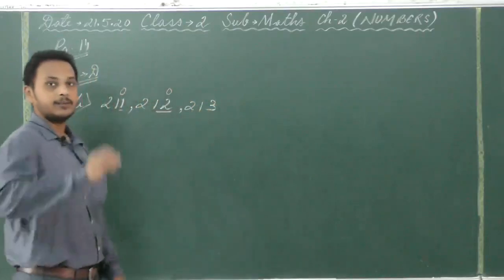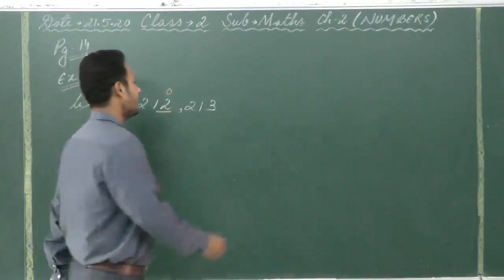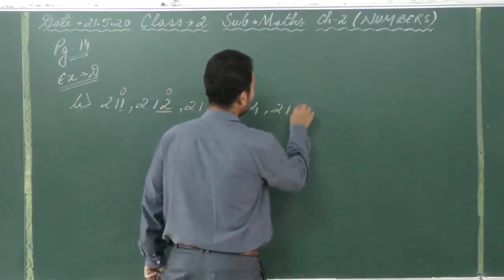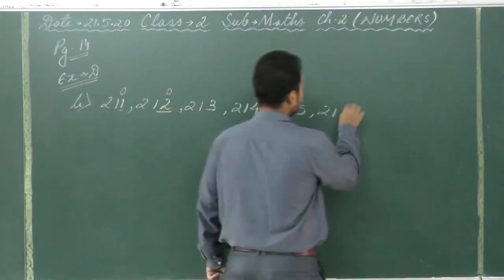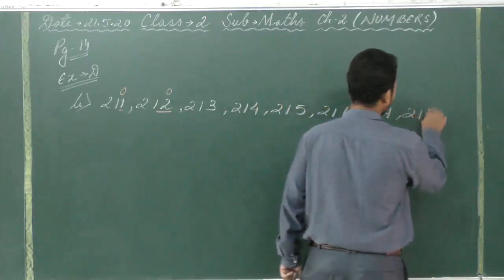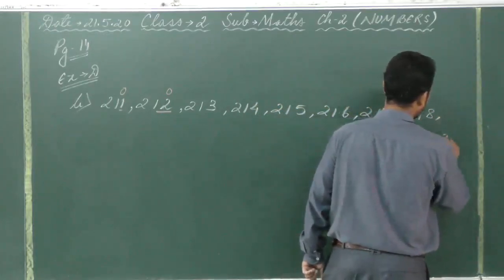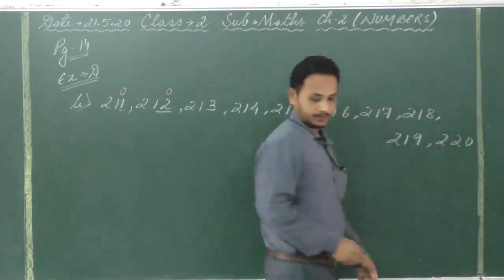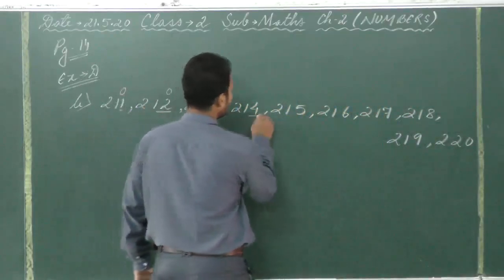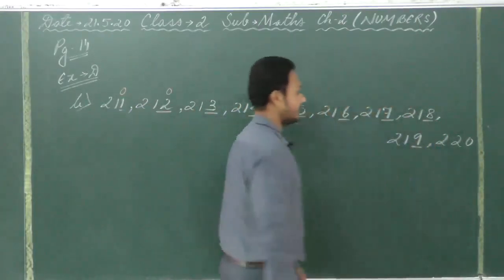Then comes 213. Now which number did we change? From 2 we change it into 3. Okay? Then comes 214. Then 215. 216. 217. 218. Then we have 219. And the last 220. Now one thing that you have to notice here is that all the numbers are changed in their ones place right up to 9.